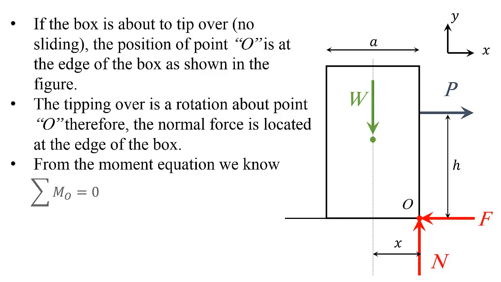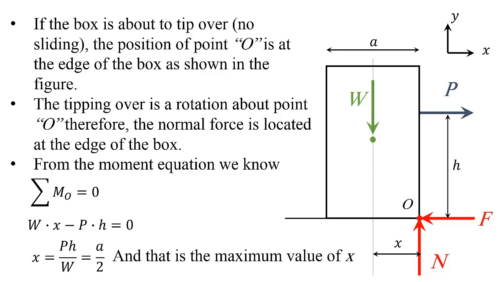So from the moment equation, we know that the summation of the moments about point O should equal 0. W multiplied by x minus P multiplied by h equals 0. If I solve for x, it's going to be P h over W, and x, the maximum, is a over 2. So a over 2 is the maximum value of x.